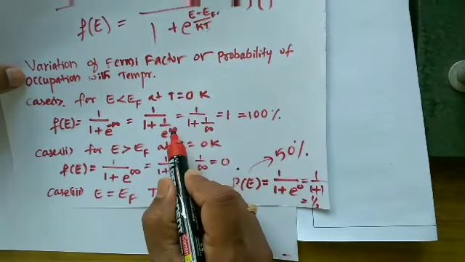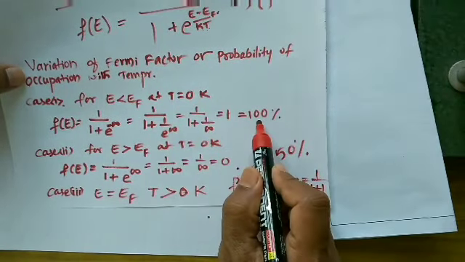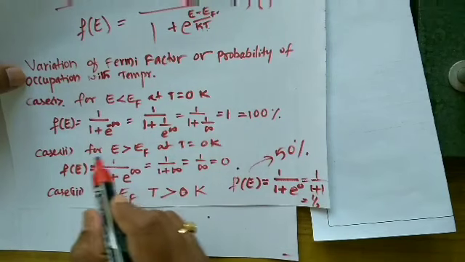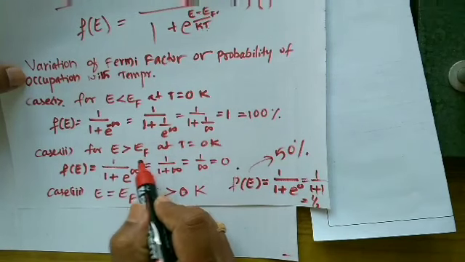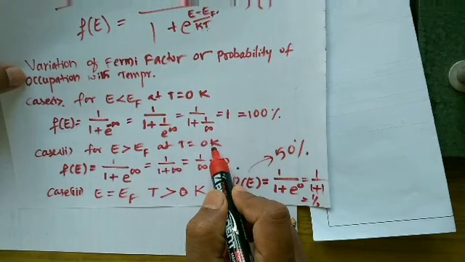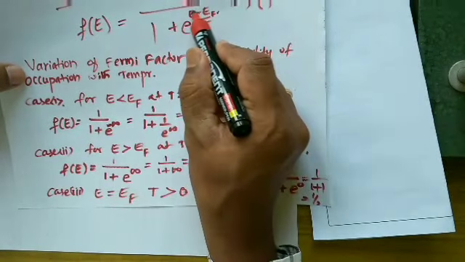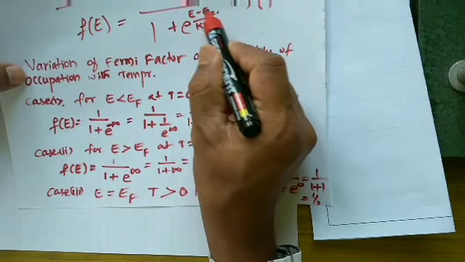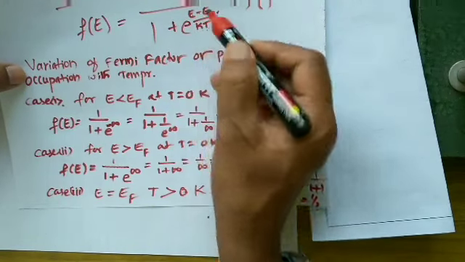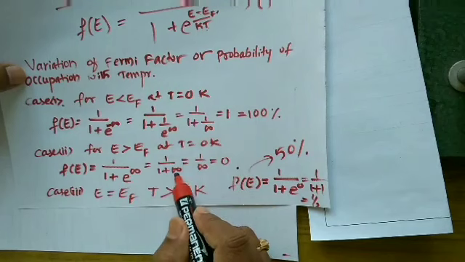Therefore we will get 100%. And in the second case, if E is very high compared to EF at the same temperature, 0 degree absolute, here E is greater than EF, therefore it is positive. T is 0, which makes this positive infinity, therefore e power infinity is giving infinity, resultant value is 0.